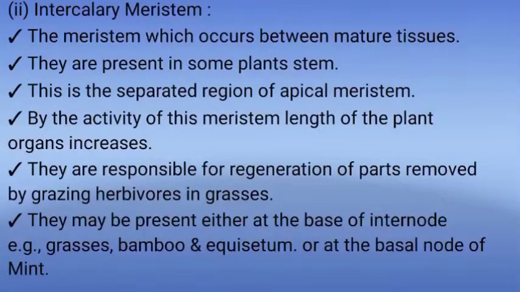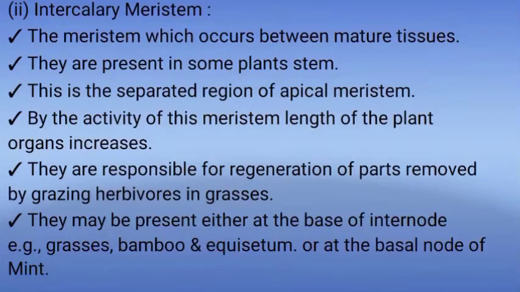Second one, intercalary meristem. The meristem which occurs between mature tissues is called intercalary meristem. Intercalary meristems are present in some plant stems. This is a separated region of apical meristem. By the activity of this intercalary meristem, length of the plant organs increases. They are responsible for regeneration of parts removed by grazing herbivores in grasses.